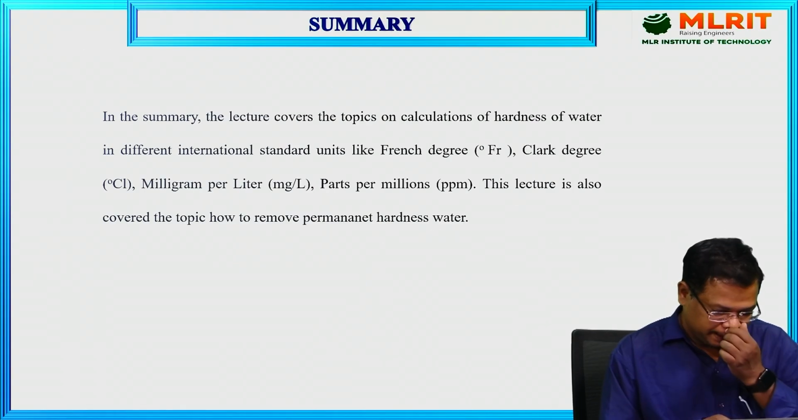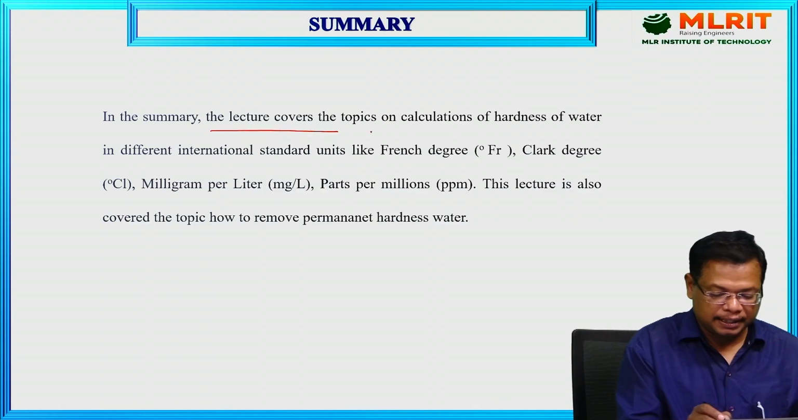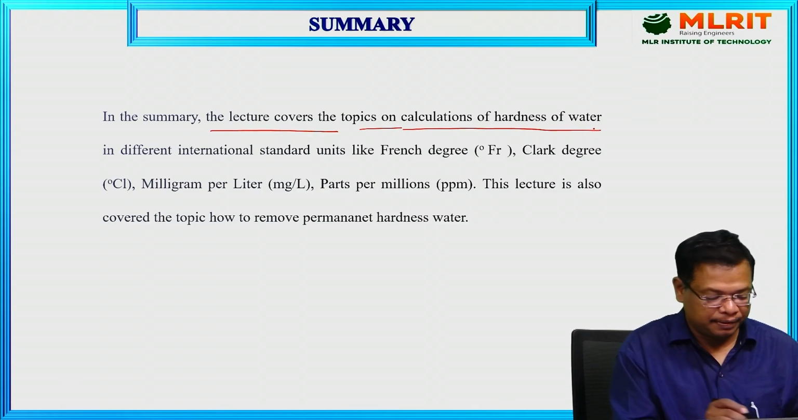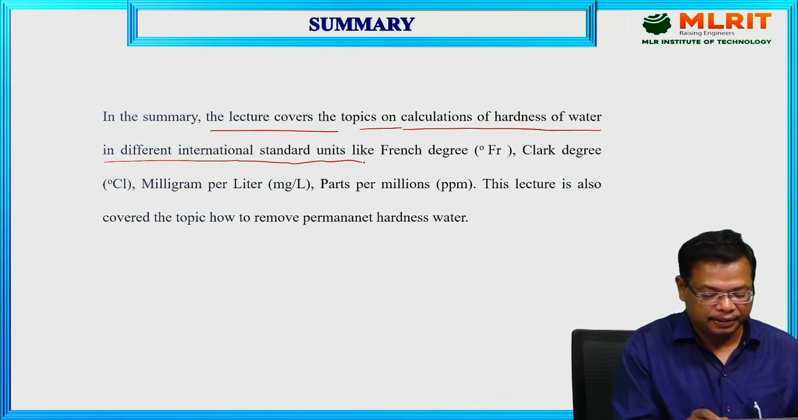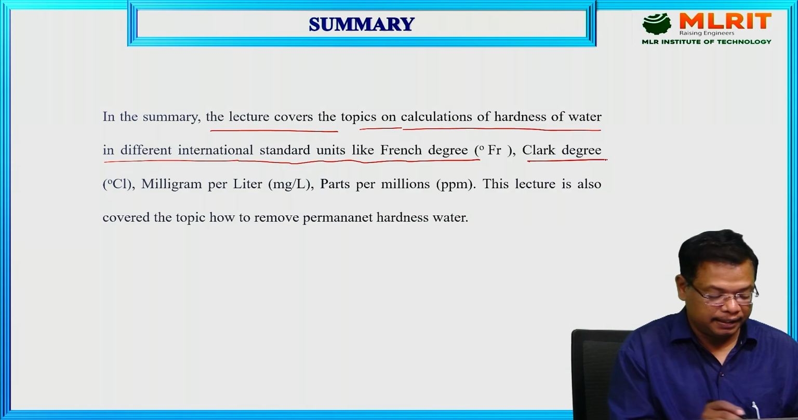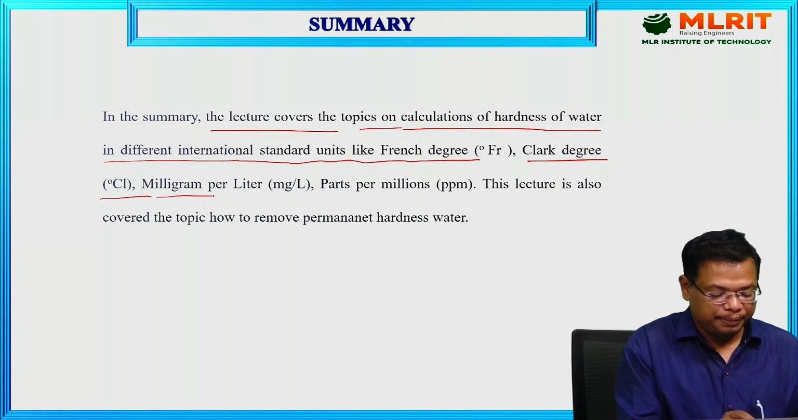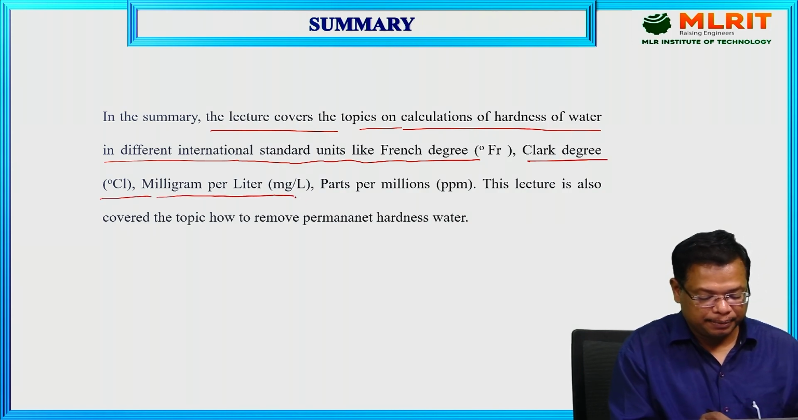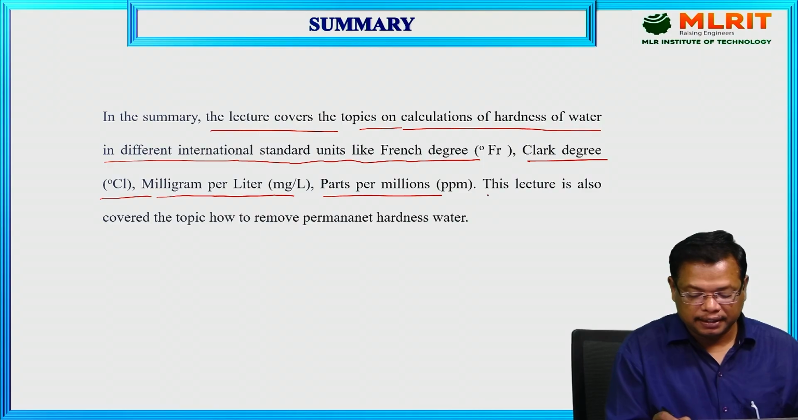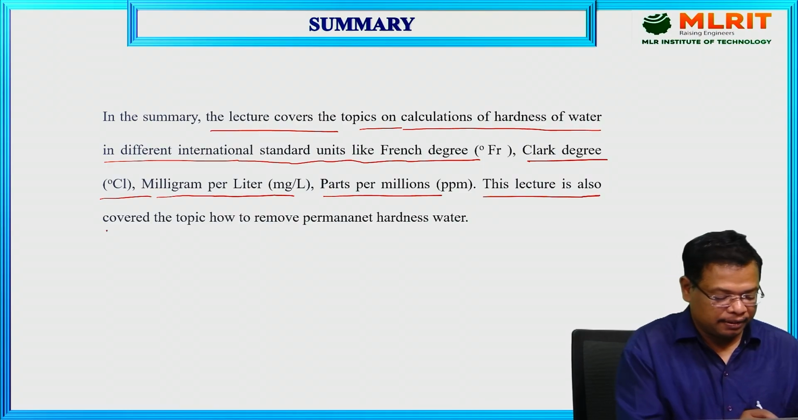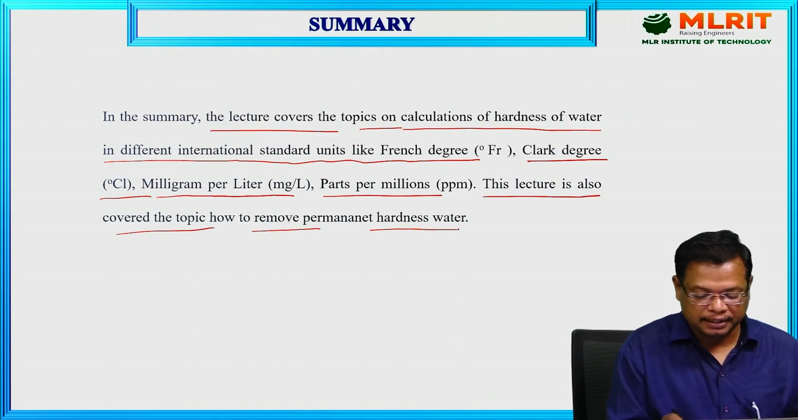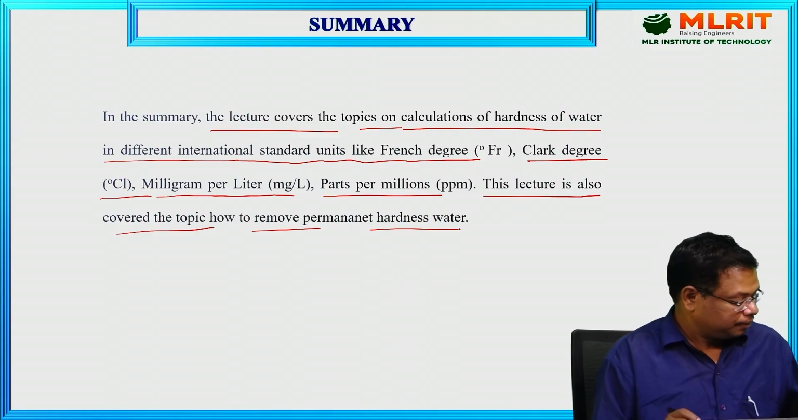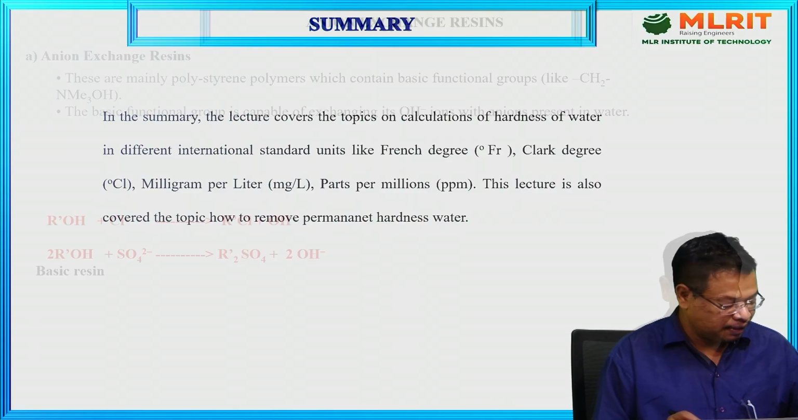So in summary, the lecture covers the calculations of the hardness of water in different international standard units like French degree, Clark degree, milligram per liter, and parts per million. This lecture also covered how to remove the permanent hardness of water. These are the topics we covered today. Thank you.